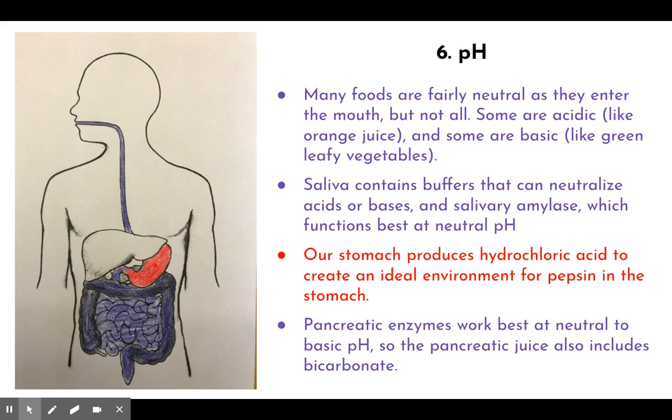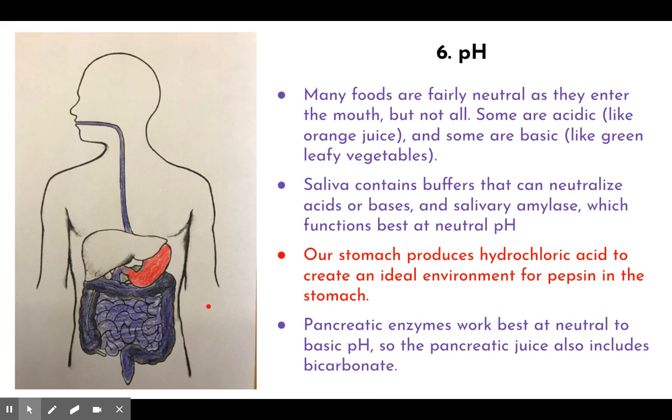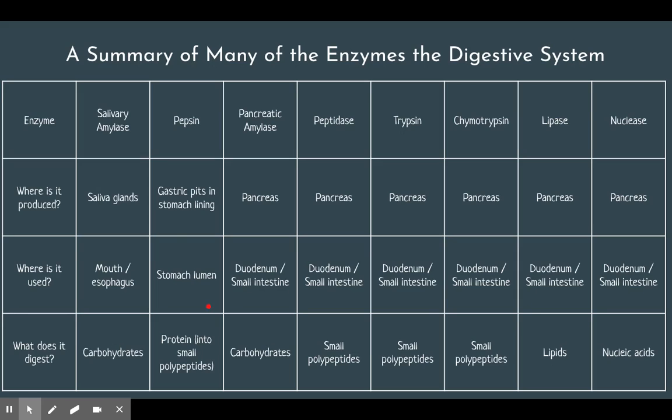But the pancreatic enzymes work best at a neutral pH. So as that acid chyme leaves the stomach and goes to the small intestine, it is neutralized by the bicarbonate in the pancreatic juice. So it goes from an acidic pH to a more neutral or almost basic pH as it enters into the small intestine, and will stay that way throughout the rest of its trip through the alimentary canal.